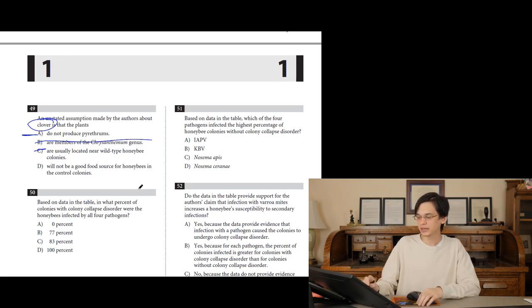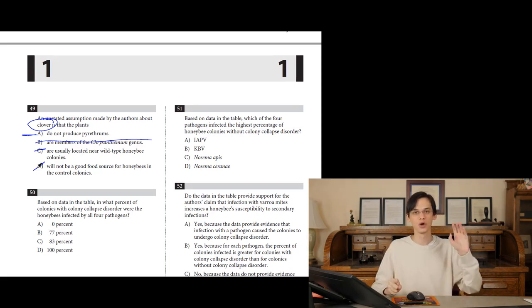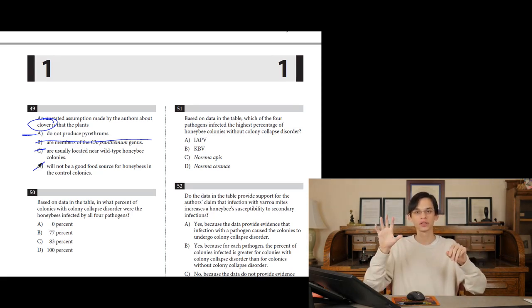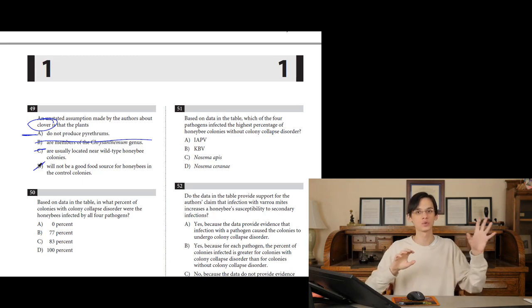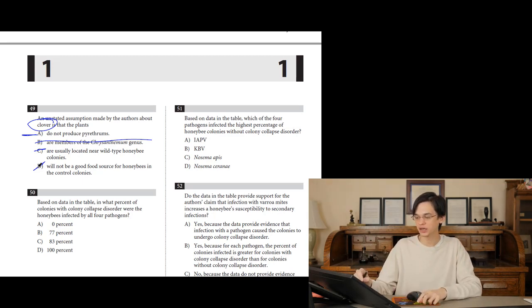I think the most direct answer to this question is going to be A. The unstated assumption is that clover does not produce pyrethrums because that's how the experiment is set up. One group has pyrethrum and clover, the other one, the control, only has clover. The assumption can be made the control group does not contain any pyrethrums. That's how we're going to be comparing it against the ones that do. The answer number 49 is going to be A.